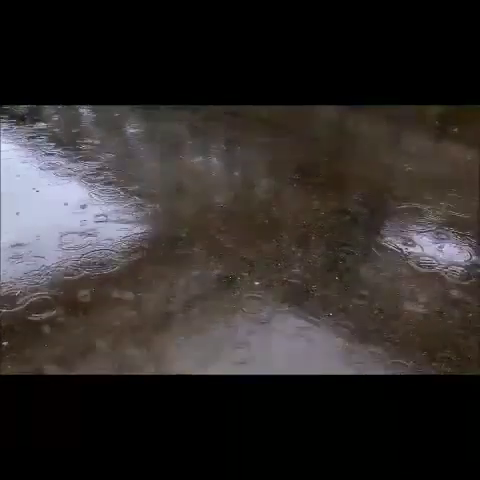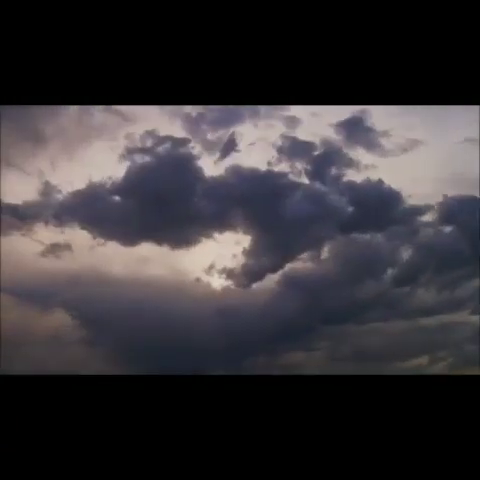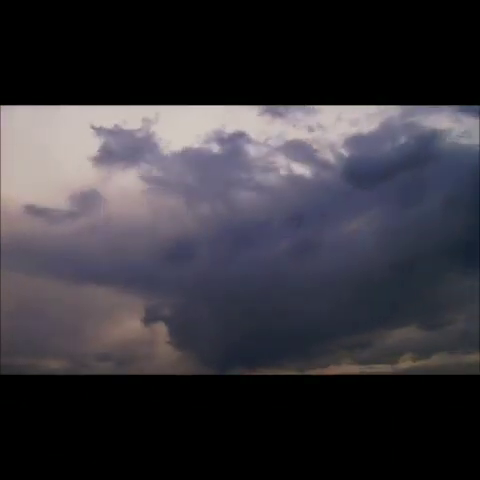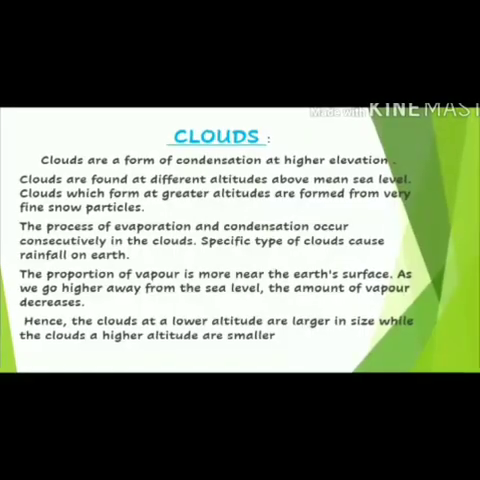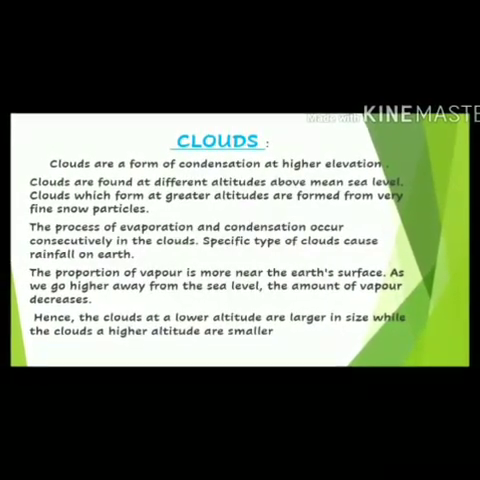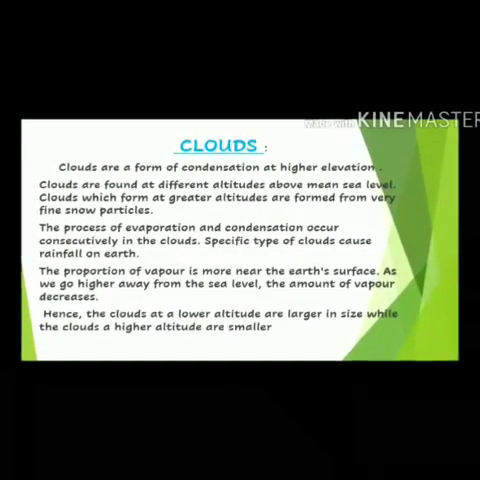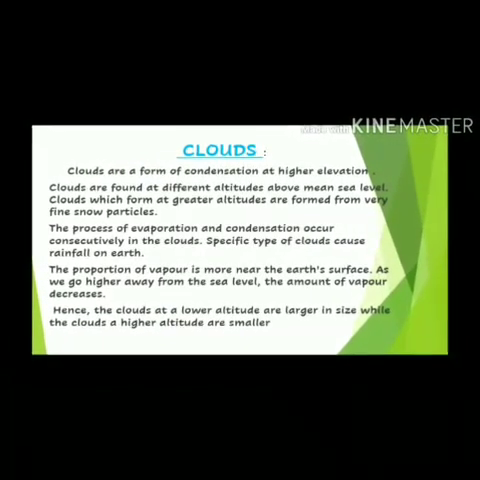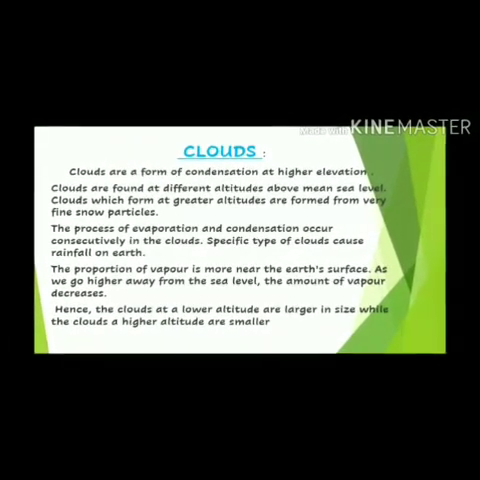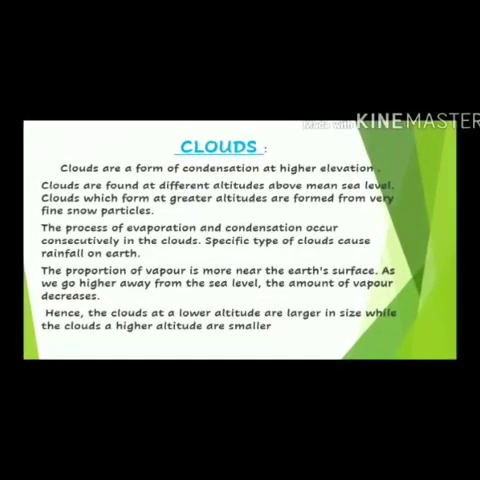Clouds are a form of condensation at higher elevation. Children, do you remember what is condensation? When the water turns into water vapors in the process of evaporation, these water vapors, that is gaseous form of water, again come in contact with the dust particles or snow particles at the higher level, and again it turns into water droplets. And due to these water droplets, clouds are formed. Clouds are found at different altitudes above mean sea level. Altitude means height. So the height of clouds is measured from the sea level.